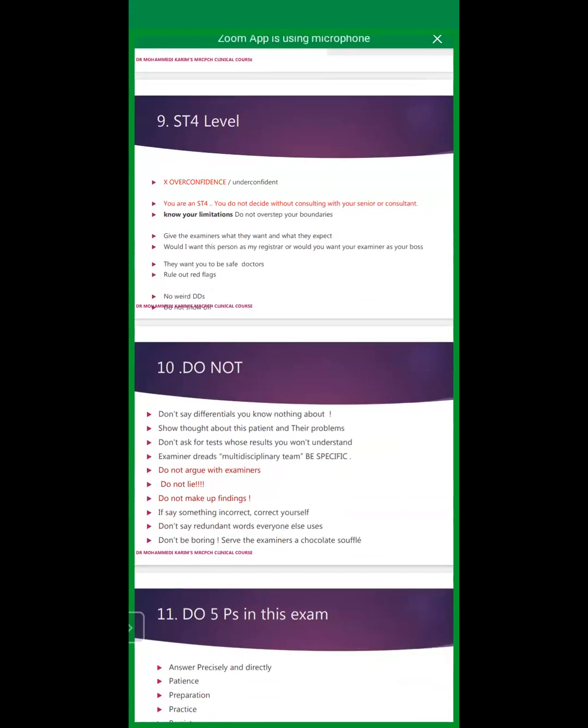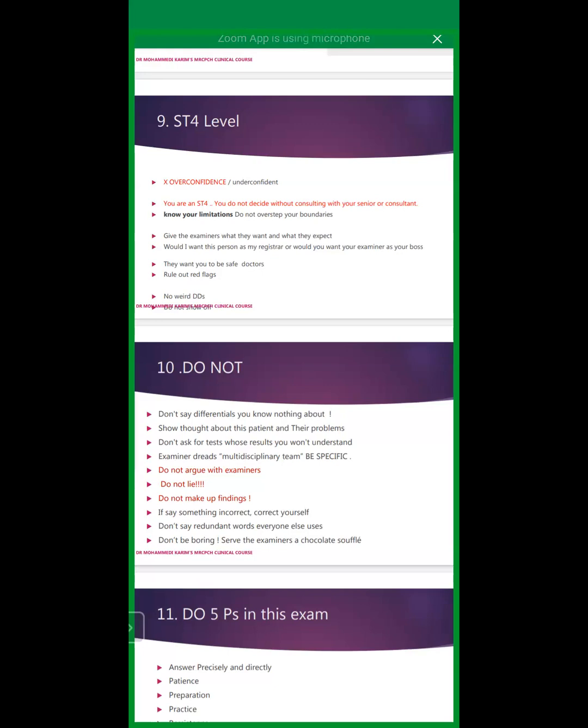Anyhow, so no overconfidence in the exam. They don't want you to be overconfident doctors. This is not the FCPS exam. They want you to be confident but not overconfident. Overconfident means I'll do this, I'll do that. You're not going to do anything. You're just an ST4. You're going to refer to the specialist. He will decide what's the treatment.